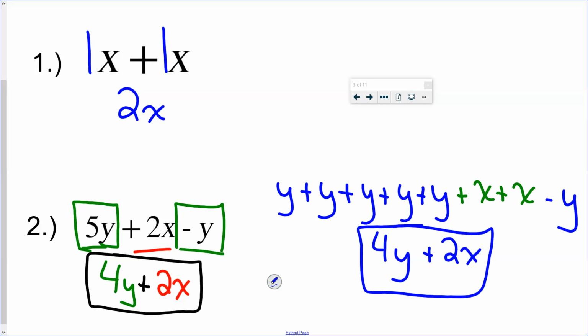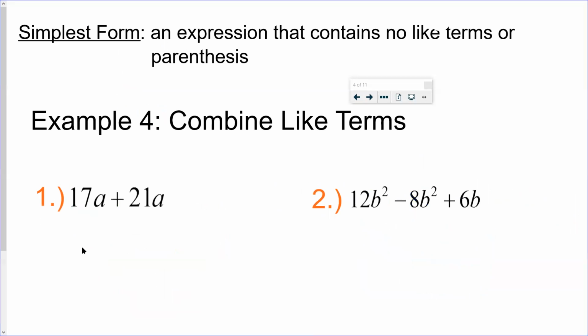Now, this isn't always the best. This one right here isn't always the best one because this could get very difficult to write out, especially when we get into larger coefficients. Okay. So again, when we combine our like terms, we're looking to see which ones have the same variables, and we perform the operation that's in front of the variable.